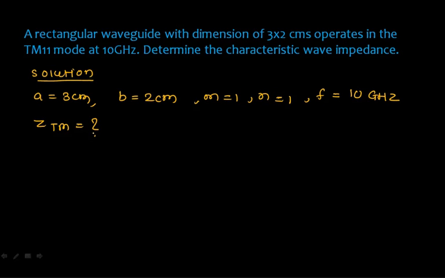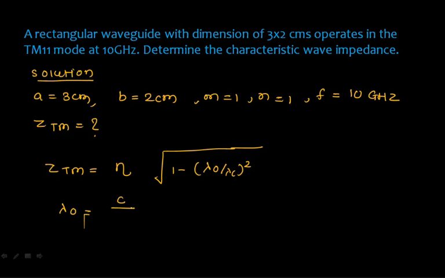So first we'll write the formula for ZTM. ZTM is nothing but eta times square root of 1 minus (lambda 0 by lambda c) square. Okay? So if I know lambda 0 and lambda c, I can calculate this. And if I know the frequency, I can calculate lambda 0 by the formula c by f. So 3 into 10 raised to 8 divided by 10 gigahertz, 10 into 10 raised to 9, gives me the free space wavelength. So this will be 3 centimeters.